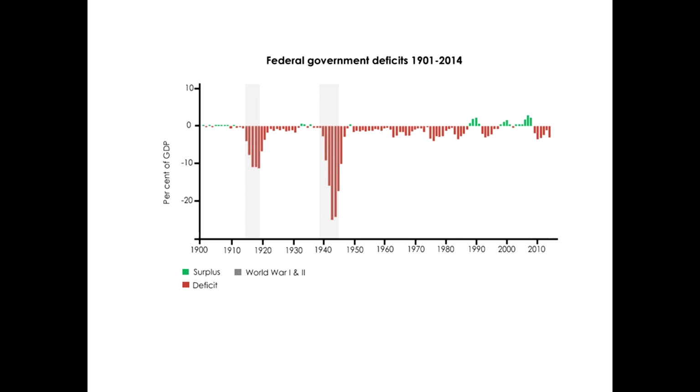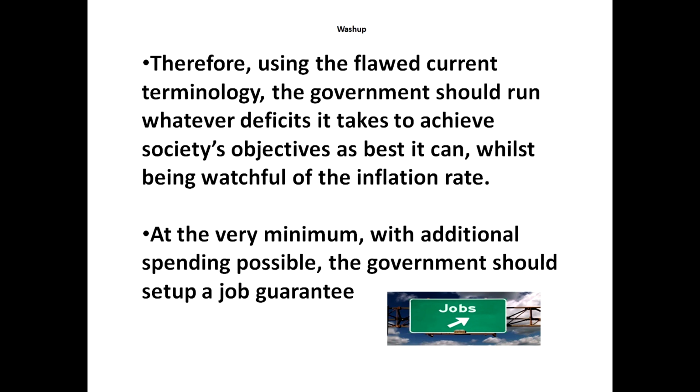So using the stupid, flawed terminology that we currently use, which takes the household narrative, the position is that the government should run whatever deficit it takes to achieve society's objectives as best it can, whilst being watchful of the inflation rate. At the very minimum, with additional spending possible, the government should be able to set up a job guarantee.